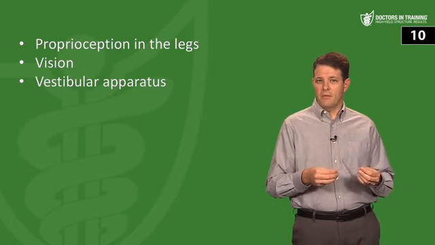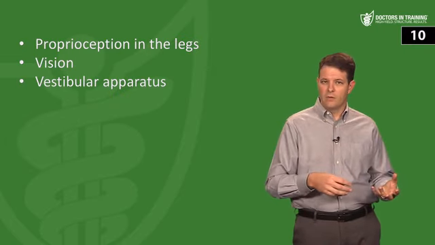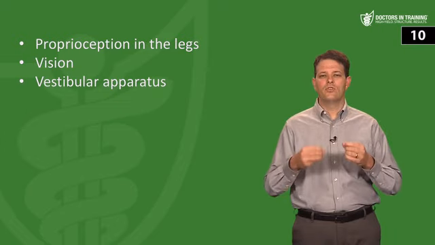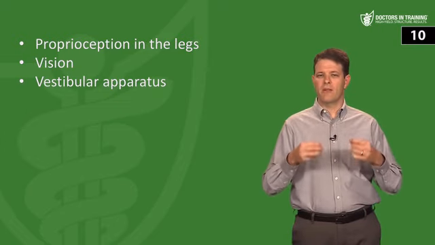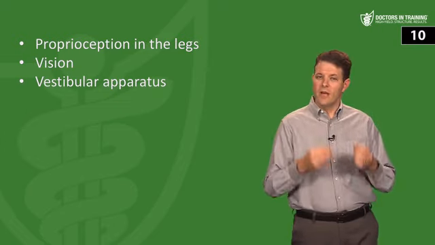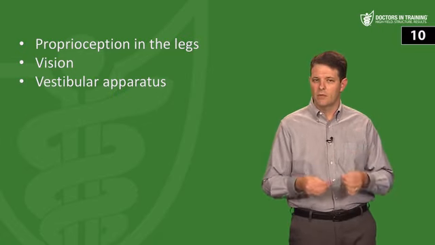And if proprioceptive input is damaged, the patient's going to fall. So the Romberg test is a test of dorsal column function, which carries that proprioceptive signal. It's not a test of cerebellar function. Let me say that again.